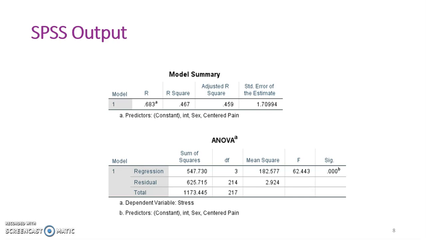And then in the model summary table, we look at the R-square and we see that the overall R-square is 0.467. So that is telling us that the predictors, sex and centered pain severity, and then the interaction between pain severity and sex, taken together account for 46.7% of the variation in the stress outcome.